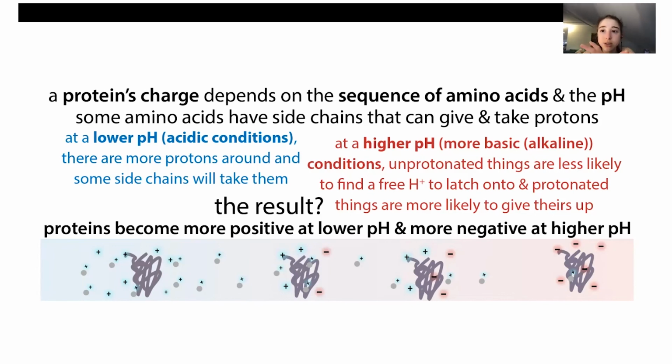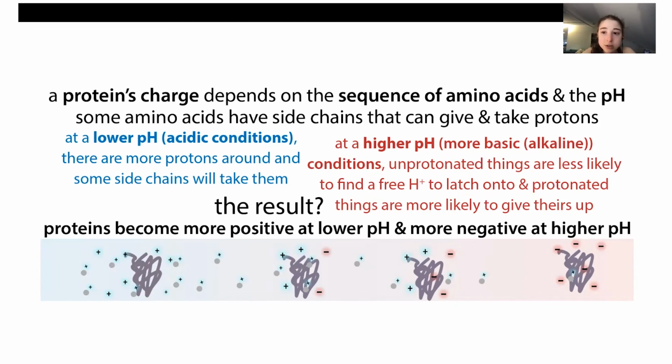it'll move towards the charge that's opposite of it, because opposite charges attract. But as it goes, it's going to be picking up or losing protons. This is going to make it less charged and thus have less of a drive to move towards that electrode. And so it'll stop.